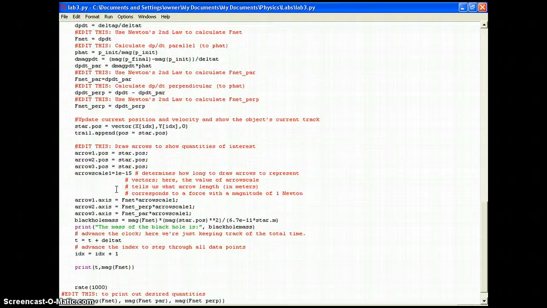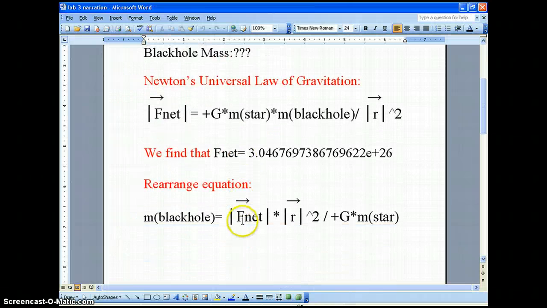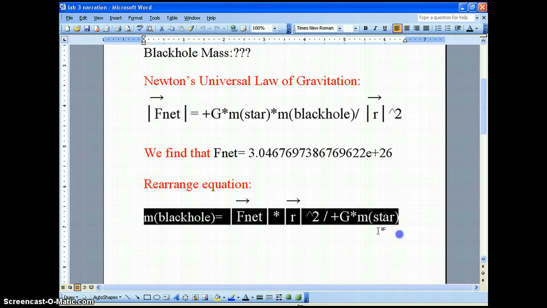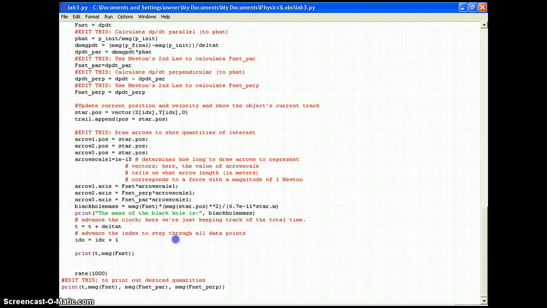And then finally, towards the end here, you'll see the black hole mass is basically a rearrangement of Newton's universal law of gravitation. So we rearrange the equation so that the mass of the black hole equals magnitude of F net times magnitude of distance squared divided by the gravitational constant times the mass of the star. Then we'll just run this model, and it'll say the mass of the black hole for every single second that's passing by.